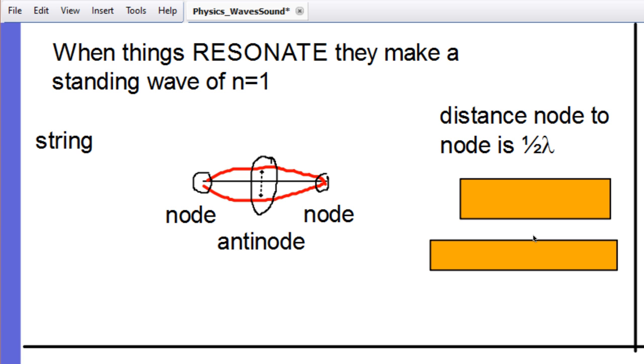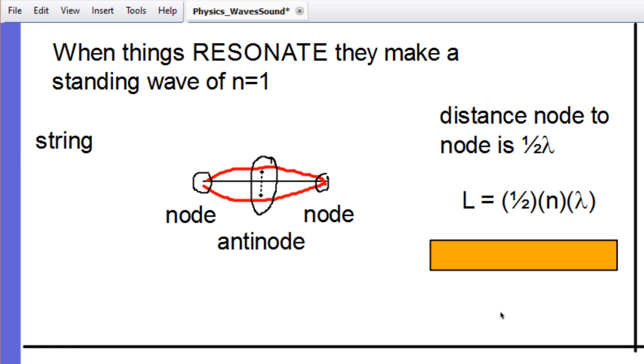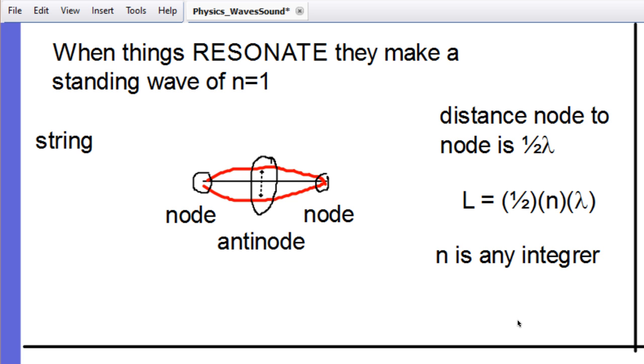Alright, so if it's a string wave, that's fairly self-explanatory. It's what we've been doing in lab. Things resonate, they make a standing wave of n equals 1. Hence our picture. See that you got one big antinode in the middle and a node on either end, where, if you remember, the distance from node to node is 1/2 the wavelength. Which means that the length of our string is going to be equal to 1/2 our wavelength times n, where n equals 1, so that's nice and easy. Where n is defined as any integer. It is the number of antinodes, called the harmonic number.